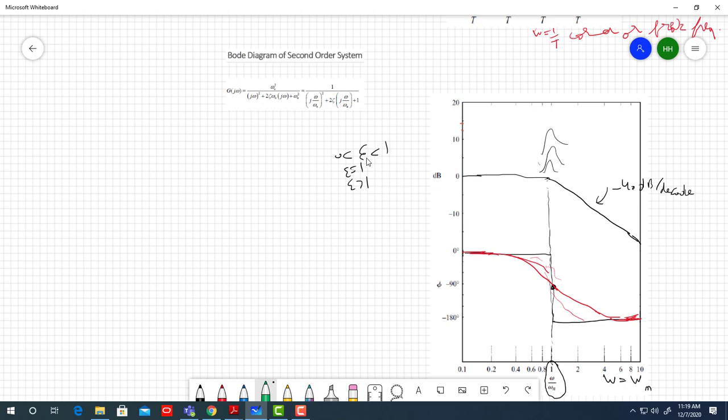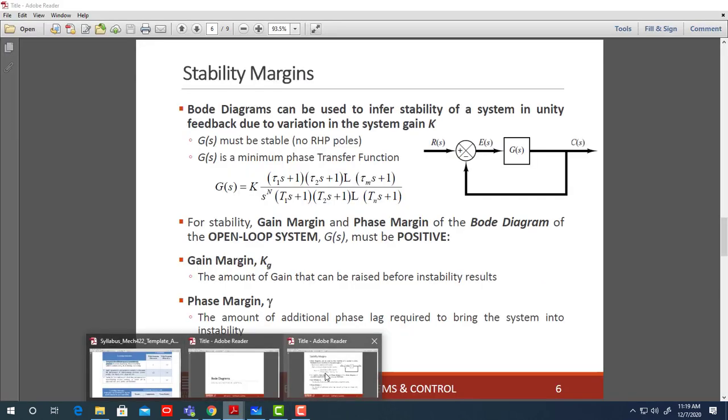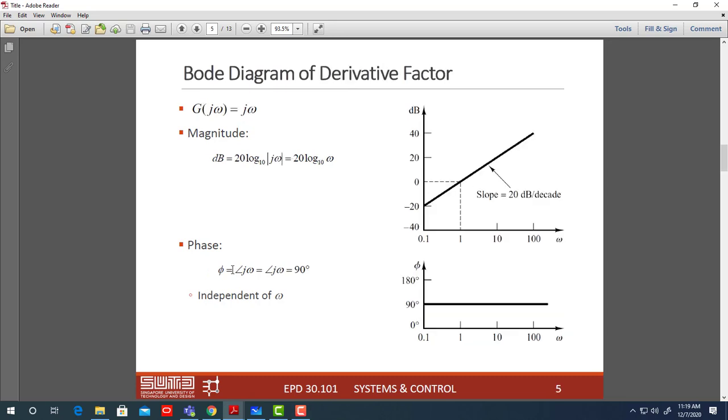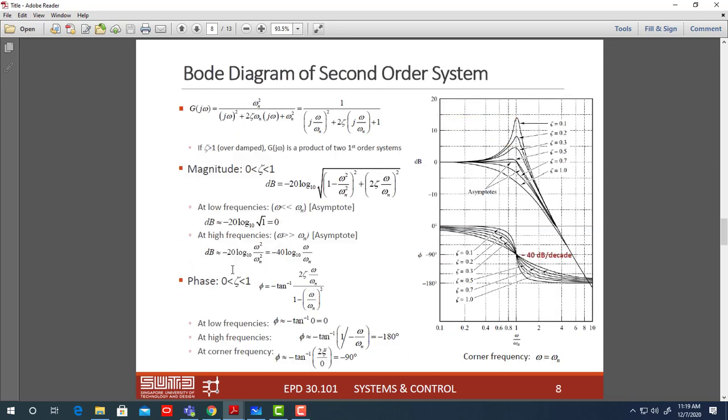So when I vary zeta, the peak will vary. If you decrease zeta, your peak amplitude will increase and become very close to the asymptote in the angles. That's what we saw, and they are here in your slide.